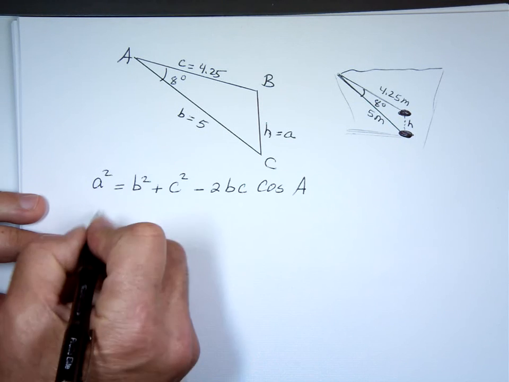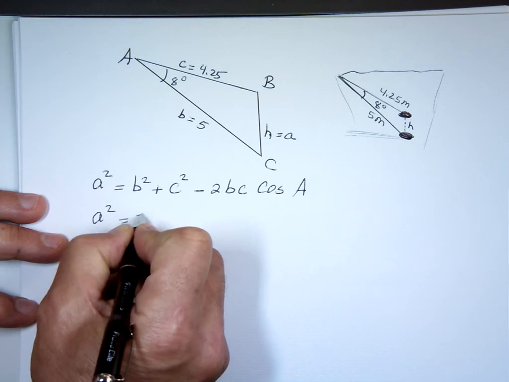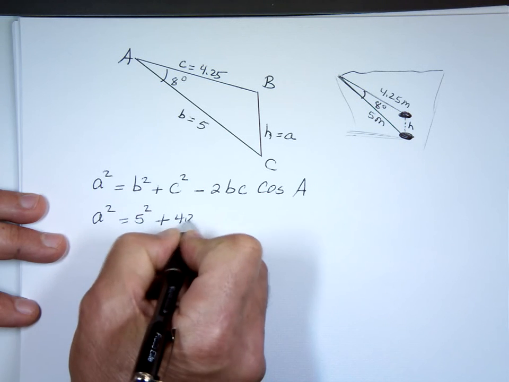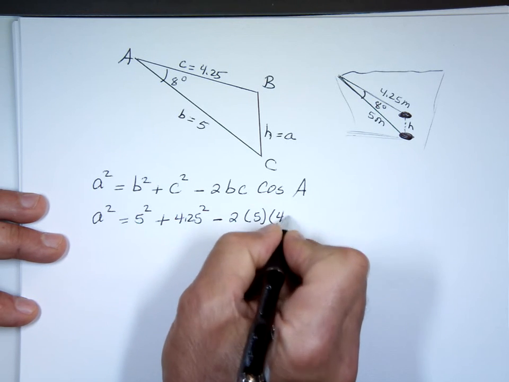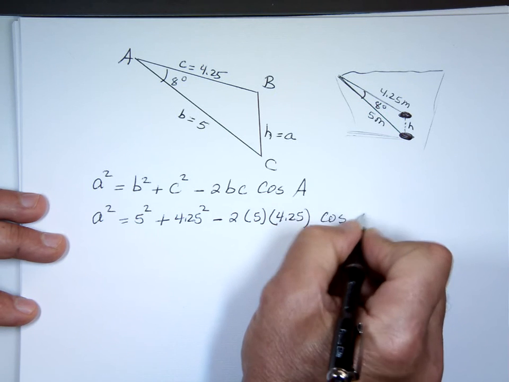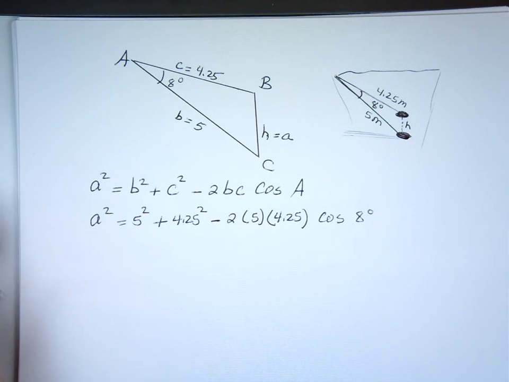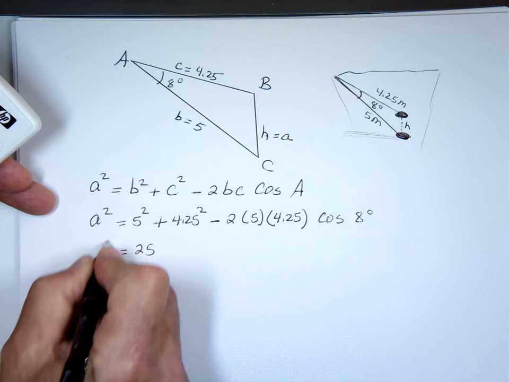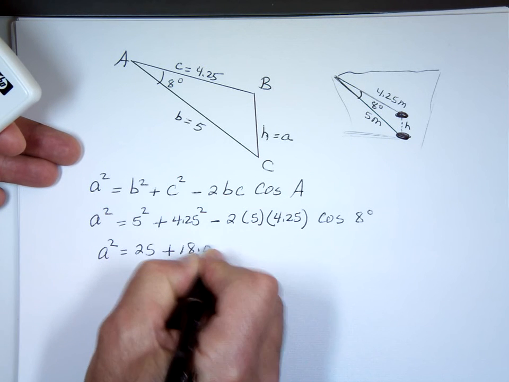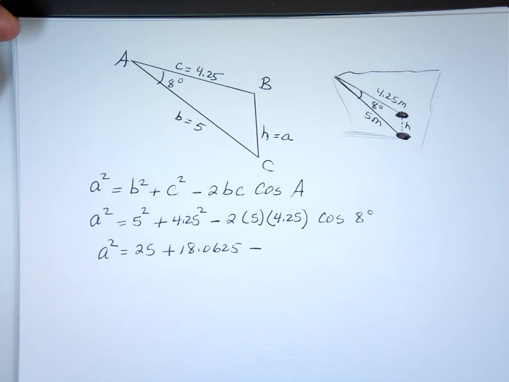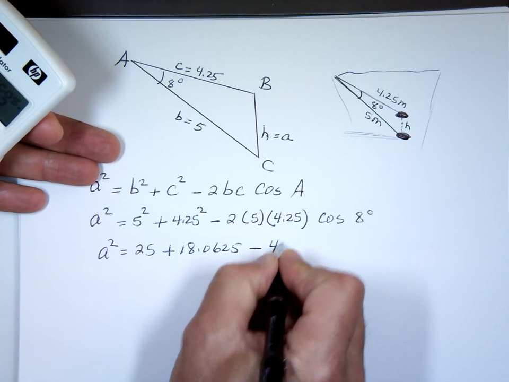So A squared equals B, which is 5 squared, plus C, which is 4.25 squared, minus 2 times B times C times cosine 8 degrees. 25 plus 4.25 squared, that's 18.0625, minus 2 times 5 times 4.25 times cosine 8 degrees, which is 42.0864.